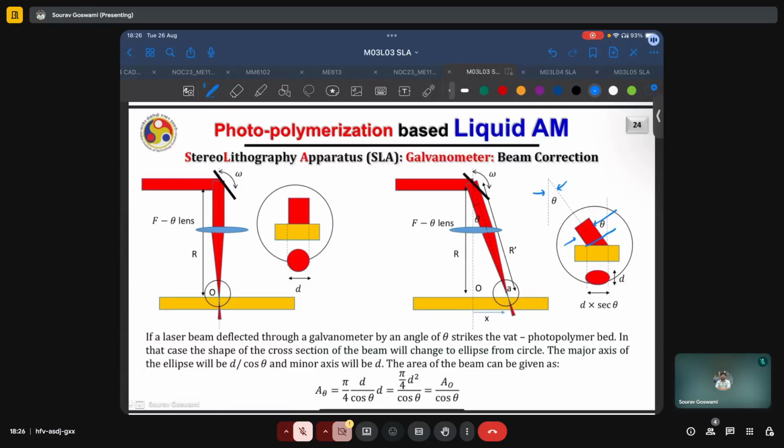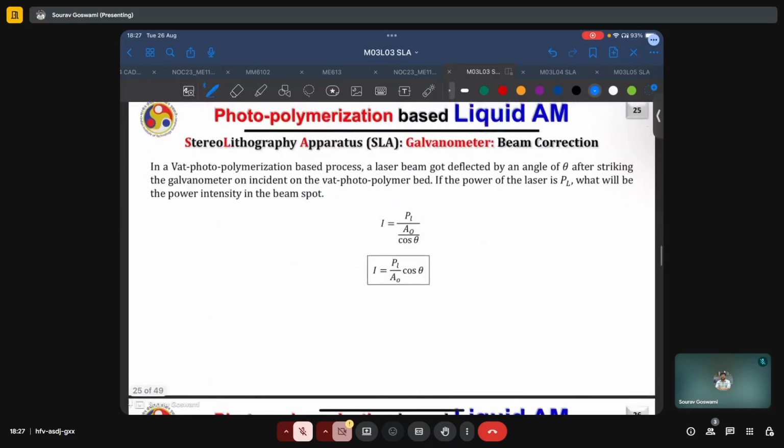If the laser beam reflected through the galvanometer by an angle of theta strikes the wet photopolymer bed, the shape of the cross section of the beam will change to an ellipse from its original circular appearance. The major axis of this ellipse will have dimensions of d by cos theta, and the minor axis will continue to be d. And the area will then change as A theta equals A naught by cos theta. Here, theta is the angle of deflection, and A naught is the original area of the circular cross section.